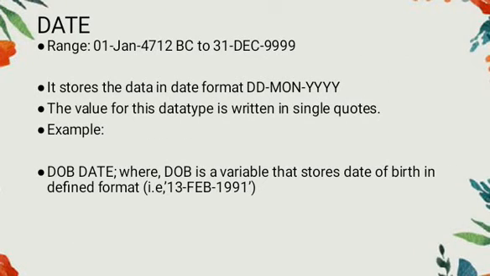Next, date. It stores the date in date format: date, month, year. The value for this data type is written in single quotes. Example, DOB date, where DOB is a variable that stores date of birth in the defined format. For example, date, month, year.